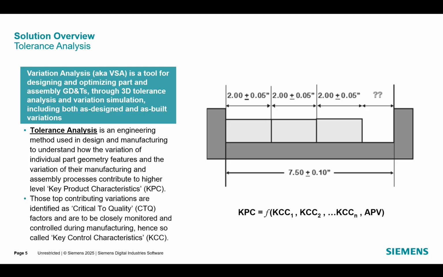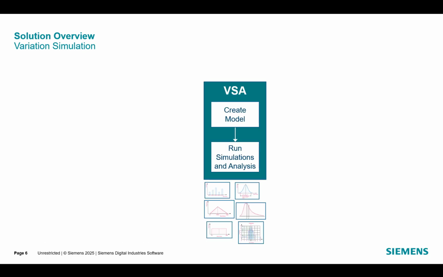Those top contributing variations are identified as critical to quality factors, also known as CTQ, and are to be closely monitored and controlled during manufacturing. Therefore, the CTQs are often also referred to as key control characteristics, or KCC. Variation simulation is a computerized method for performing 3D tolerance analysis and optimization through Monte Carlo simulation of part tolerance fabrication, assembly tolerance stack-up, and KPC tolerance measurement.